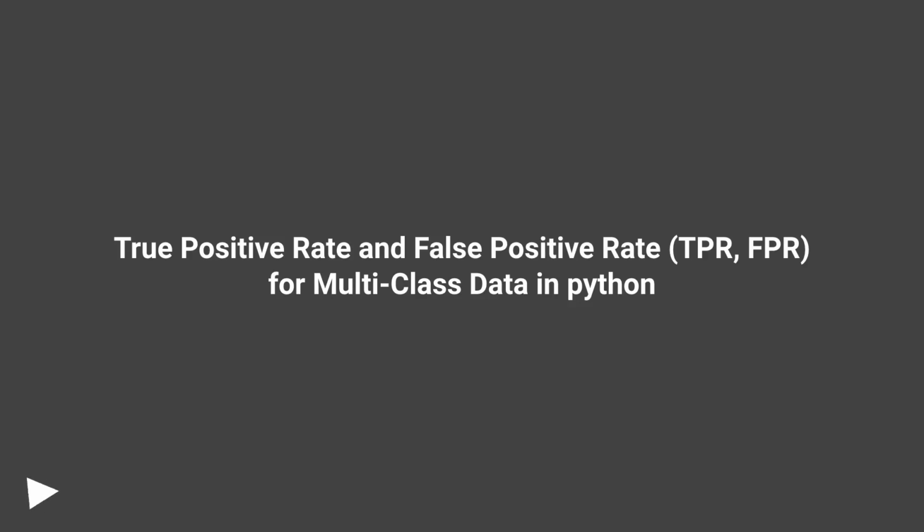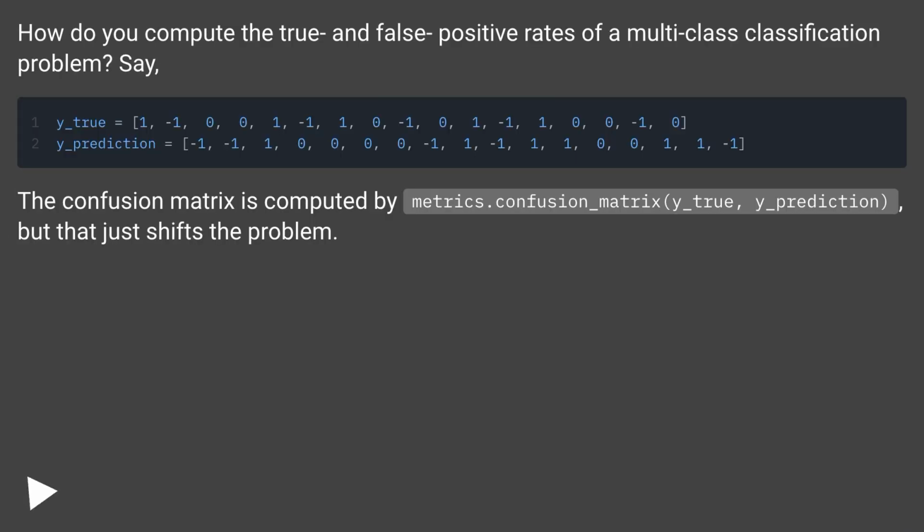True positive rate and false positive rate, TPR, FPR, for multi-class data in Python. How do you compute the true and false positive rates of a multi-class classification problem?